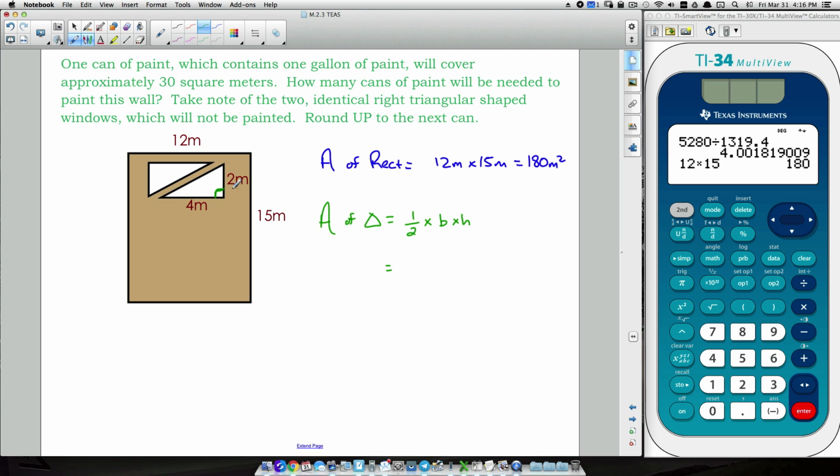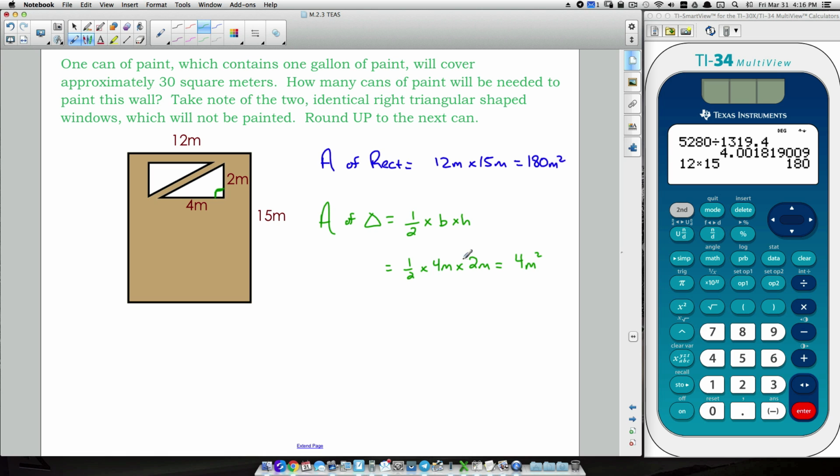And I think for the most part, you're going to be dealing with right triangles on the TEAS test. If not, you will probably be given the height or the base or something like that. But here, the base, we can call that 4. So 1/2 times 4 meters, that's our base, times our height of 2 meters. So let's multiply this. 4 times 2 is 8, and then let's take half of 8. So half of 8 is 4 square meters. Now, this is the area of one triangle.